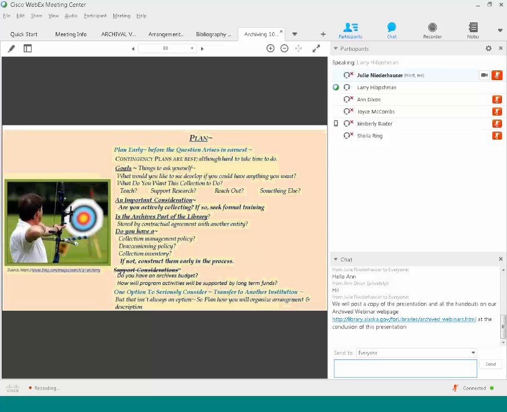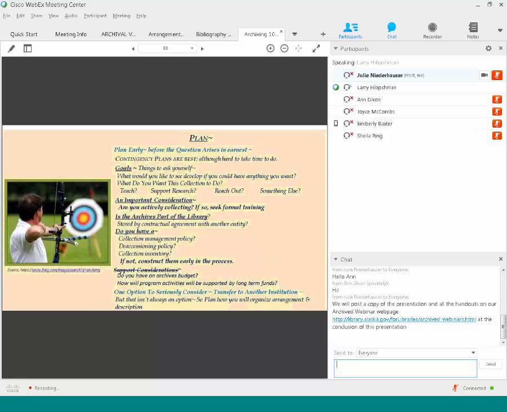About goals, things to ask yourself. One thing that I found somewhere else that I think is a good question is, what would you like to see develop if you could have anything you want? You're not going to get anything you want, but nevertheless, it will give you some room for development, for negotiation, and for some talking points.